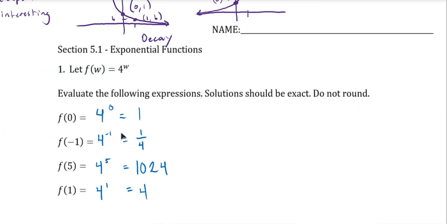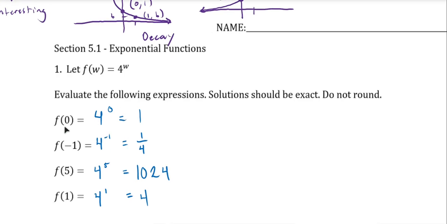To start with, let's just talk about evaluating a function 4 to the w. What we want to do is plug whatever is in the function argument slot here into the exponent. 4 to the 0 is just 1, 4 to the minus 1 is 1 over 4, 4 to the 5th is the same as 2 to the 10th, which is 1024, and 4 to the 1 is just itself, that's 4. So to evaluate these, it really isn't any different than plugging in whatever the argument of your function is into the exponent slot and evaluating that.